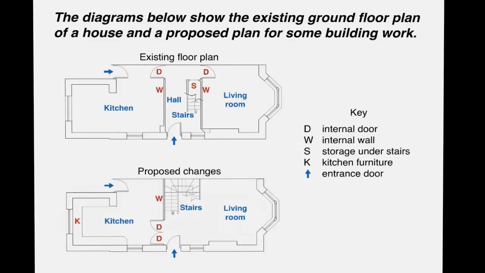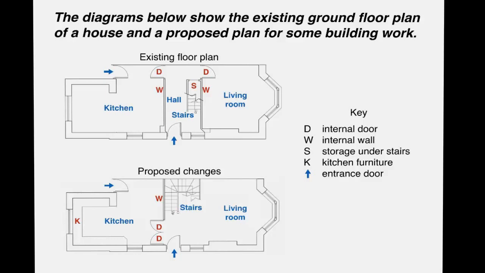Let's look now at our comparison diagram question for today. Here's the question. Read the statement at the top first with me. The diagrams below show the existing ground floor plan of a house and a proposed plan for some building work. Then we look at the top diagram. It says existing floor plan. Then there's the bottom diagram, proposed changes. Already you should have noticed that this is going to be a now and future question. So we're going to use the present tense and the future tense with will, because the proposed diagram is for the future. It hasn't been done yet.